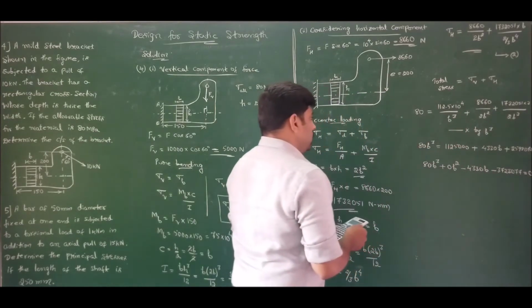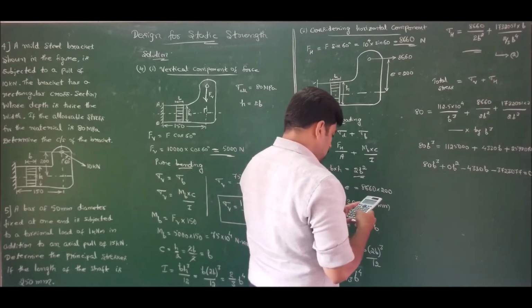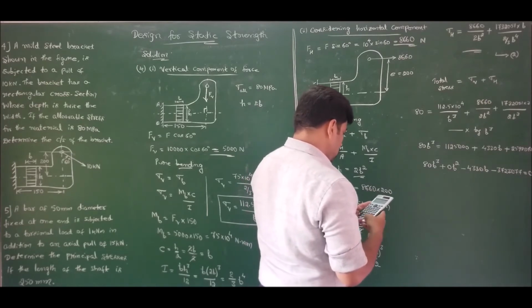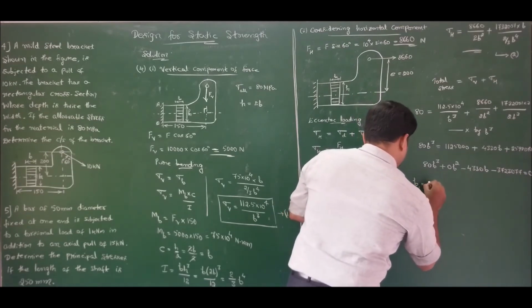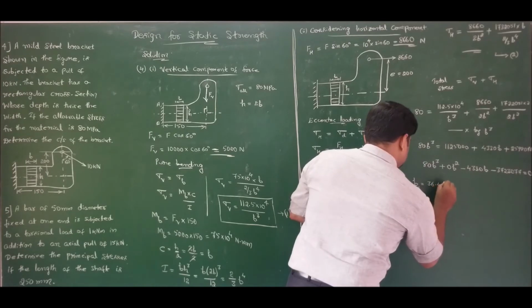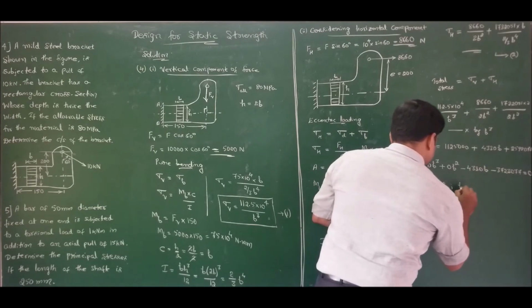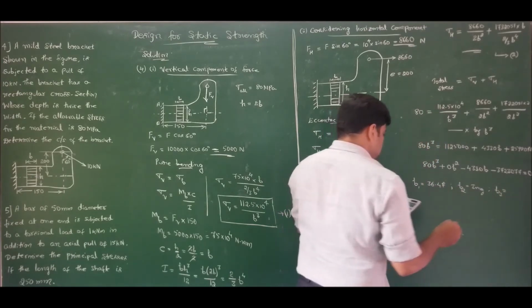So solving this cubic equation in equation mode, with coefficients 80, 0, minus 4330, minus 3723077, the values of b are: b1 is 36.47, b2 is imaginary, and b3 is also imaginary.